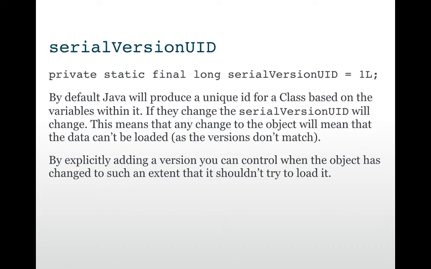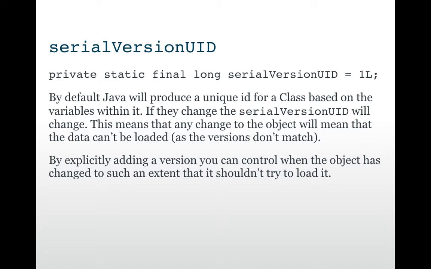In Java, if you add a private static final long serialVersionUID and give it a number, you're overriding Java's default behavior. Its default behavior is to calculate a unique signature, a unique number associated with a Java class based on what variables you've added to it. So every time you add or remove a variable, you'll get a new code, and serialization will refuse to attempt to load that object off disk.